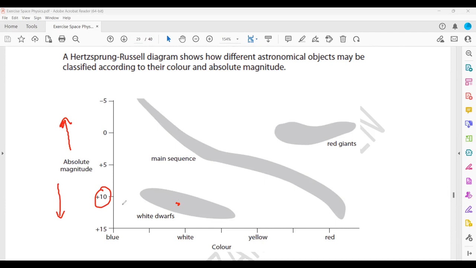On a lower scale, these are the colors: blue, white, yellow, red. What is representing the absolute magnitude? It's a comparison with the sun. When we compare the sun with a white dwarf, the sun is 10 times brighter than a white dwarf. Is this idea clear? So it's a comparison, a comparative property.